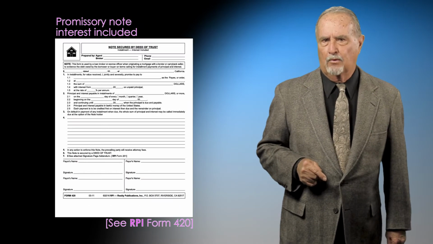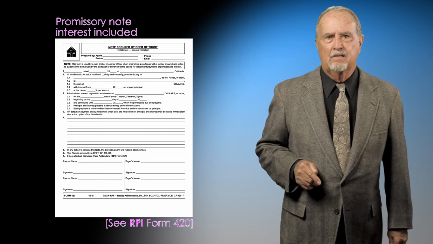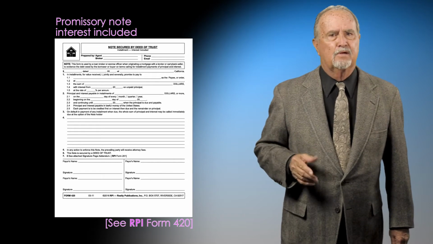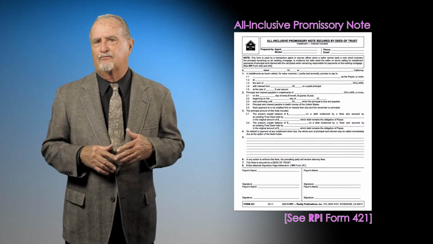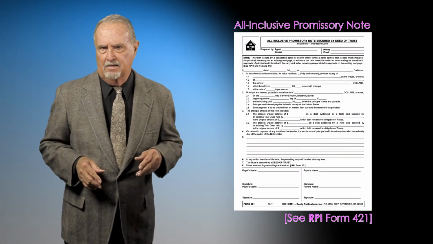An interest-included installment note features constant periodic payments, which produce a schedule of payments. To structure this with a lender, you would use RPI Form 420. If seller financing under an all-inclusive trust deed is involved, you would use RPI Form 421.